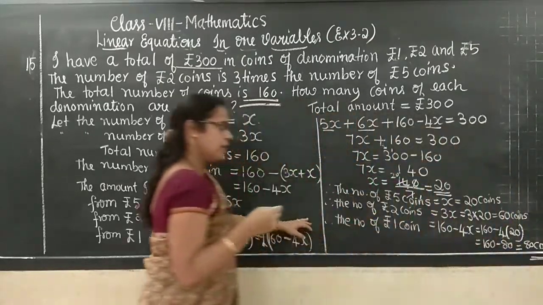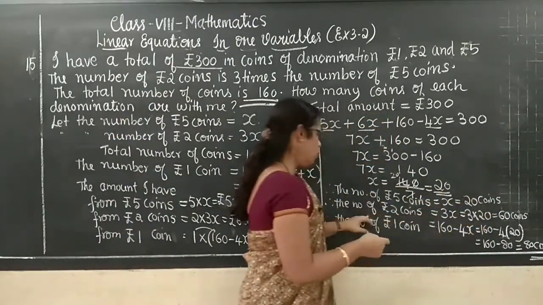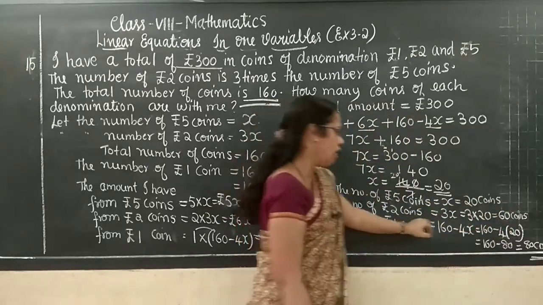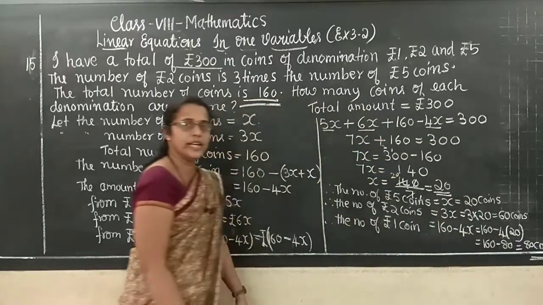Okay, children. So, the number of 5 rupee coins, 20 coins are there. 2 rupee coins, 60 are there. Then, the number of 1 rupee coins, 80 are there. Is it okay, children?